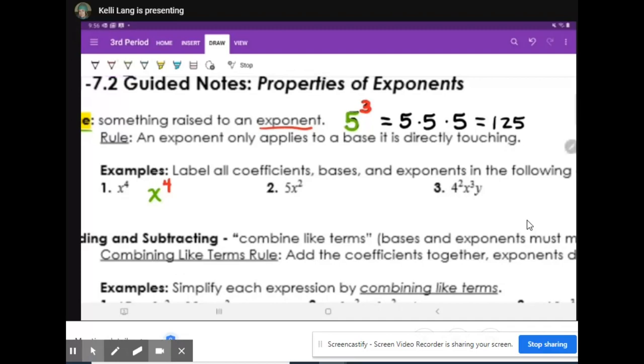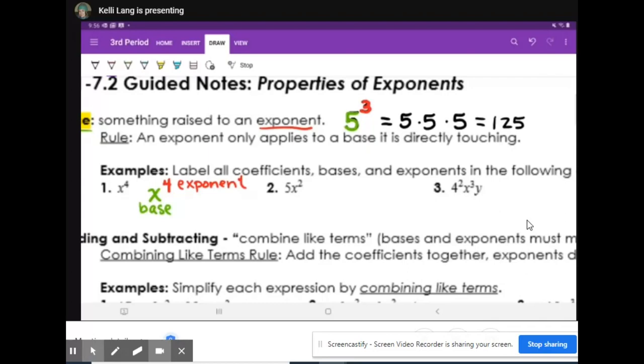So in these examples, we want to label our coefficients, our bases, and our exponents. So we already mentioned that x is a base and 4 is an exponent. So I'm going to label them by color coding them. You can draw arrows or circle things and label them that way if you'd like. That's all that there is to it to this example.